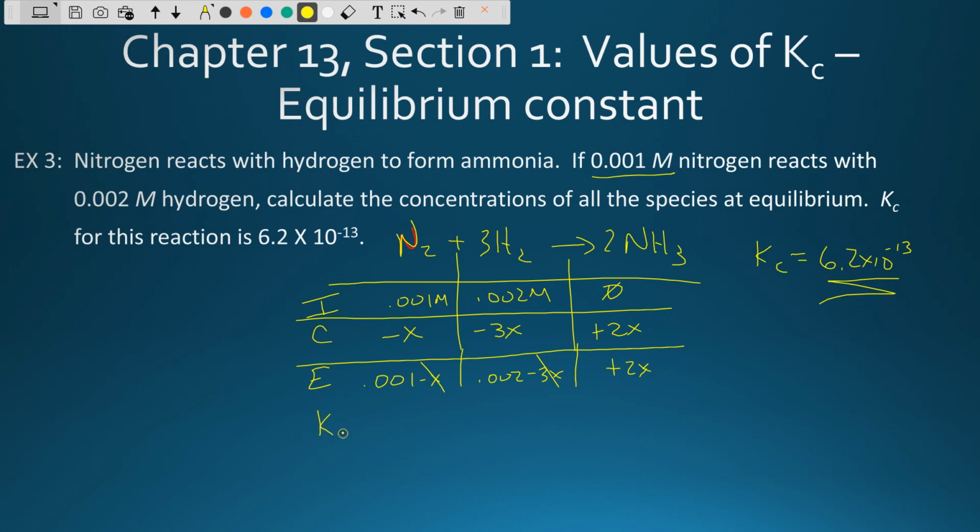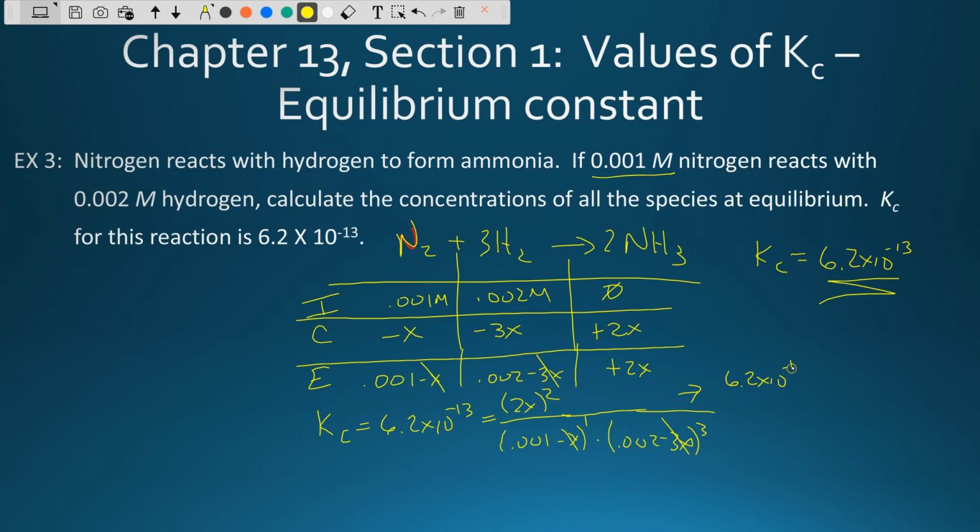So my K value is 6.2 times 10 to the negative 13. That's going to equal 2x squared over 0.001 minus x to the first, but remember, that's pretty negligible. And then I have 0.002 minus 3x, and that's going to be cubed. But again, that's pretty negligible because my K value is so small. And so I end up just consolidating this.